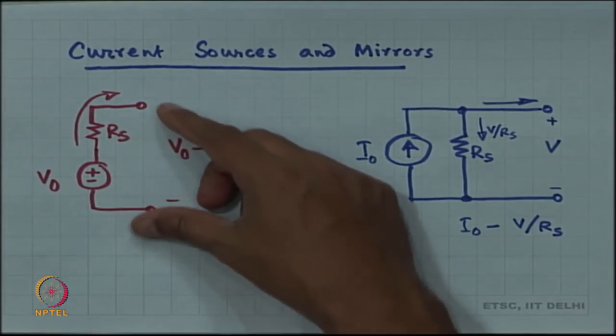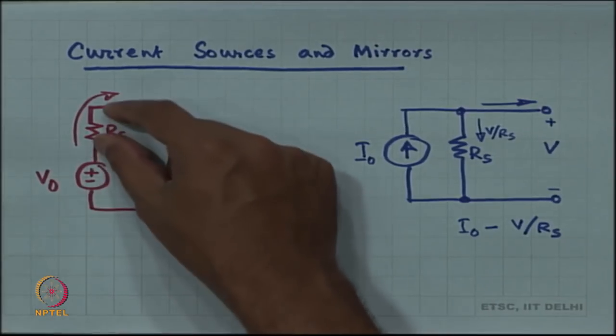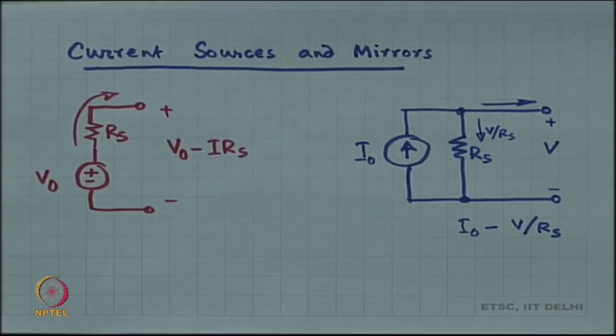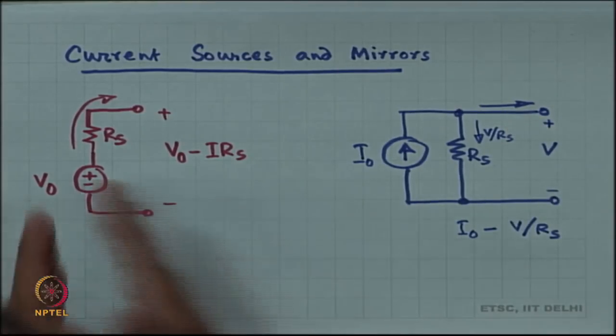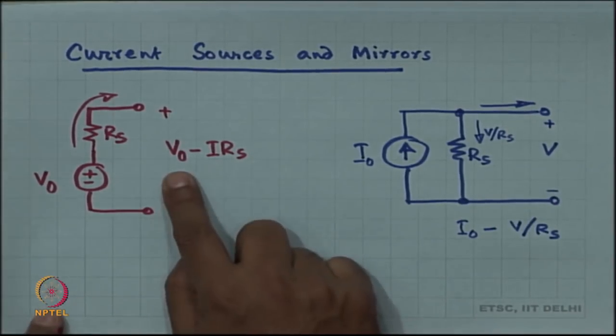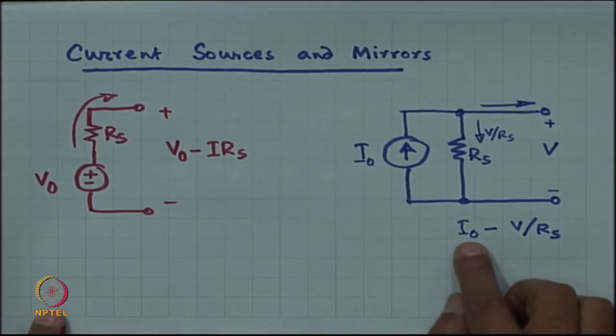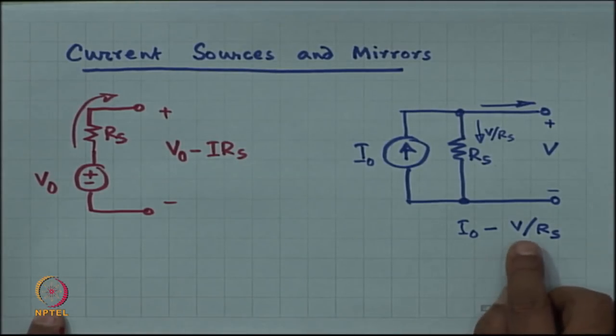A non-ideal voltage source is a voltage source in series with a resistance. A non-ideal current source is a current source in shunt with a resistance. The model is very similar. In one case V naught minus I times R s, in the other case I naught minus V times G s.